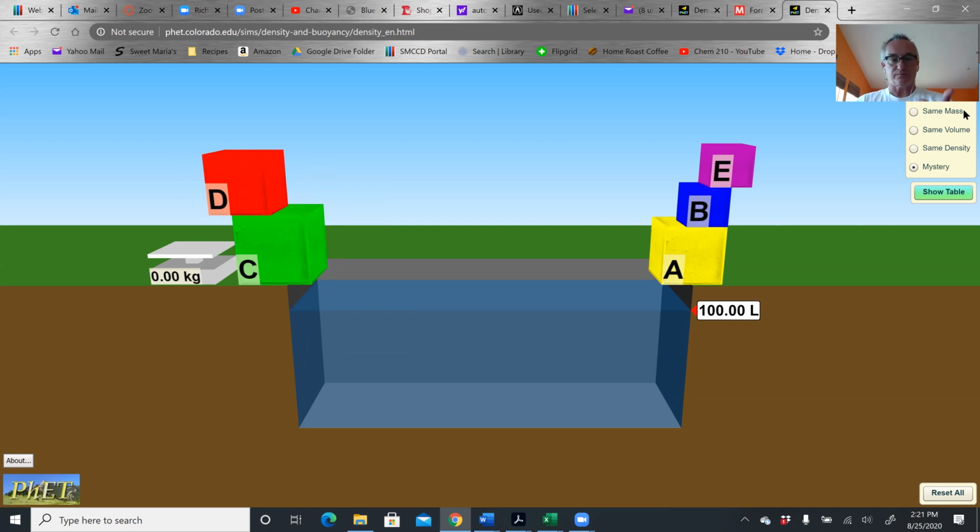So in this instance, you figure out what the densities are of the 5 objects that are given. This is styrofoam, wood, ice, aluminum, and what's the 5th one? Anyone remember what it was?